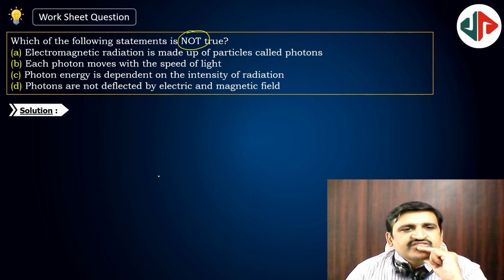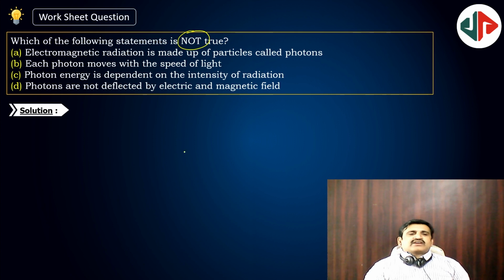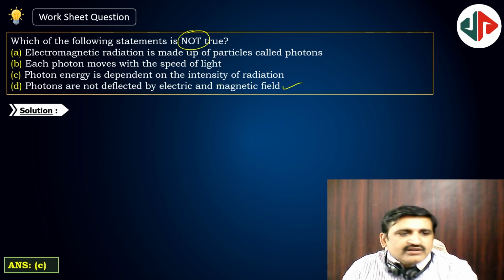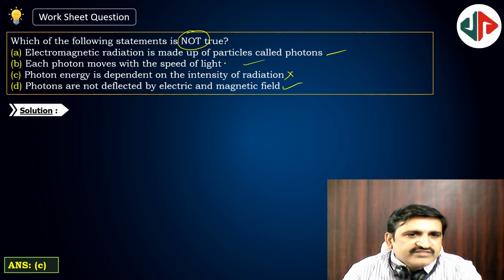Photons are not deflected by electric and magnetic fields. This is okay. Photon energy is independent of intensity of radiation. Photon energy depends upon frequency only. He said it is dependent on intensity, so obviously option C is wrong. Yes, "in vacuum" should be added, otherwise this is also a wrong statement.